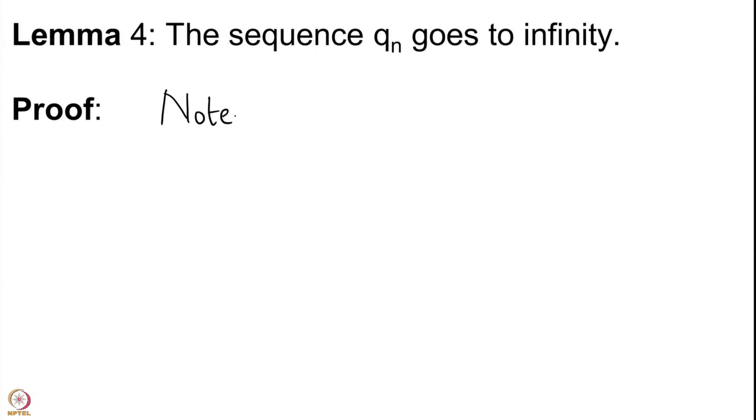Note that P naught by Q naught, this is just A naught, so Q naught is 1. Our first denominator is 1 because A naught is an integer, and if you want to write A naught as P naught by Q naught, where P naught and Q naught are relatively prime and Q naught has to be a natural number, then the only way you can do it is with Q naught equal to 1.